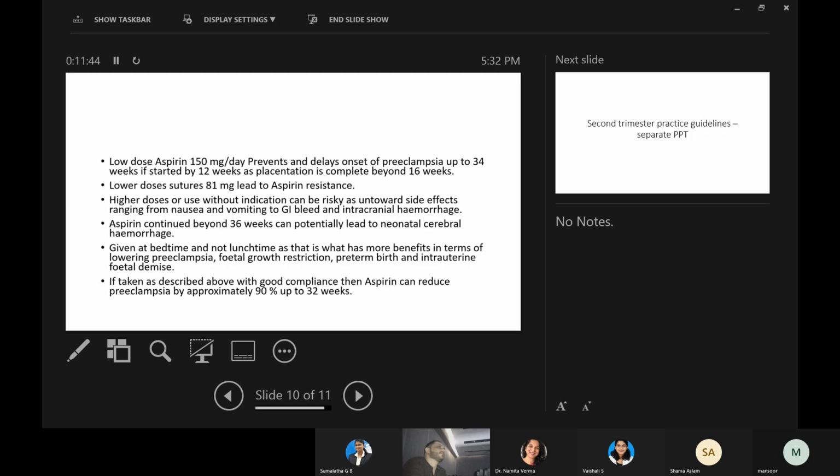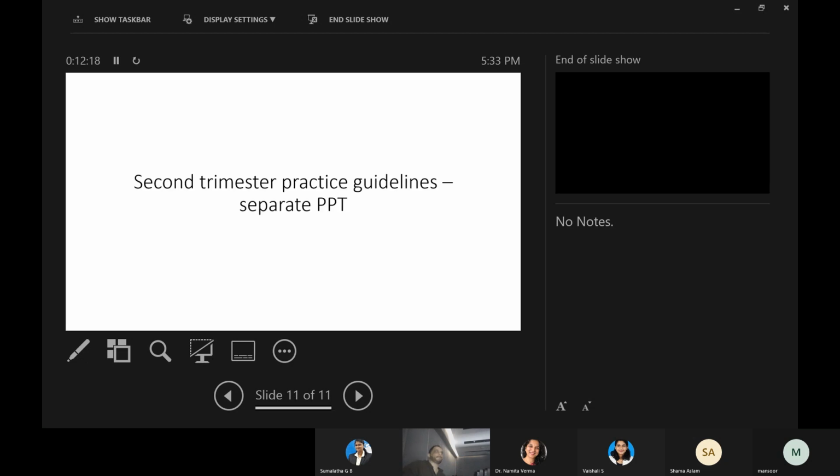The tablet should be given at bedtime, which is a better time than lunchtime, because the studies indicate that given at bedtime, it will have more benefits in terms of lowering preeclampsia, FGR, preterm birth, and IUFD. All the effects are better if given at bedtime. If taken as described above, that is, if the patient compliance is good, then with aspirin alone, preeclampsia can be reduced by approximately 90% for up to 32 weeks. So that was about first trimester quality assurance.